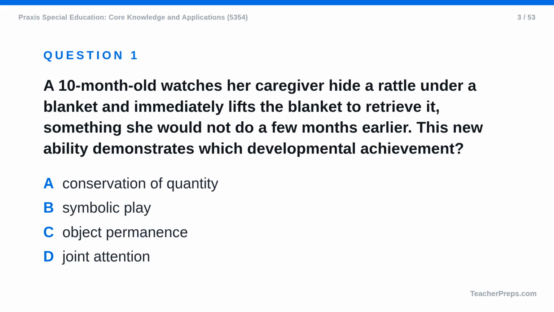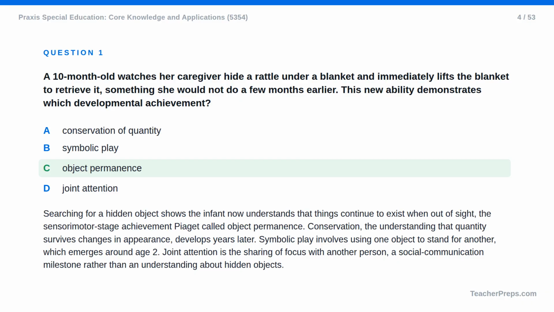Question 1. A 10-month-old watches her caregiver hide a rattle under a blanket and immediately lifts the blanket to retrieve it, something she would not do a few months earlier. This new ability demonstrates which developmental achievement? Pause the video and select the best answer. The correct answer is C, object permanence.